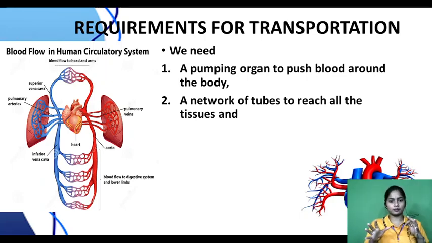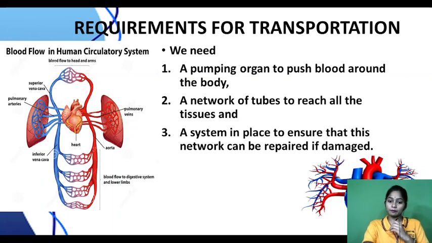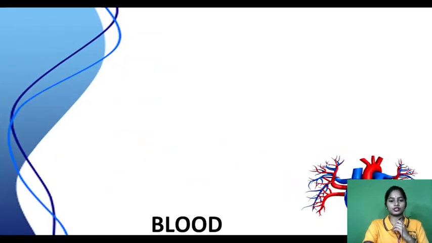Then a network of tubes to reach all the tissues. See, heart will pump the blood. Can you recall whenever we drink juice using a straw, it is a network, right? The straw is a network. We are having a glass of milk or a glass of juice. So I need a straw, I need a network to suck the juice, right? So these are the tubes which help in collecting the blood, and they will distribute it to each and every cell or tissue of the body. Now a system in place to ensure that this network can be repaired if damaged. Platelets repair our damaged part, right? Yeah. Now moving to the next, blood.